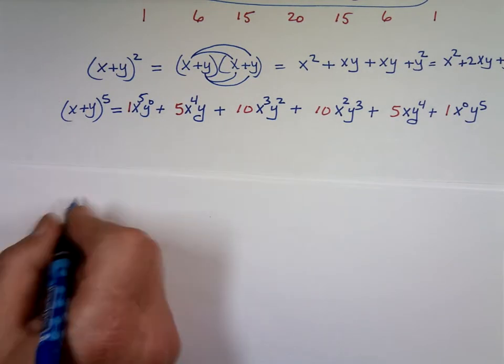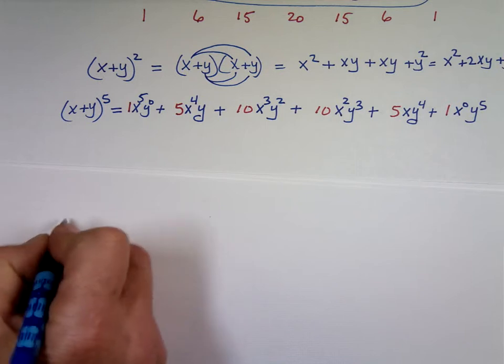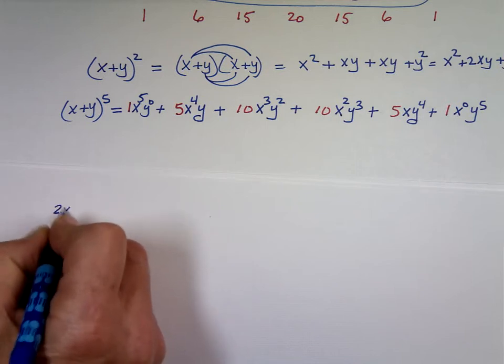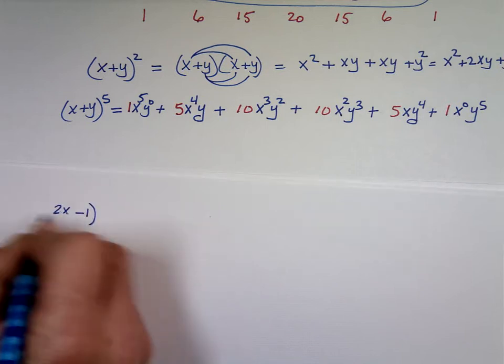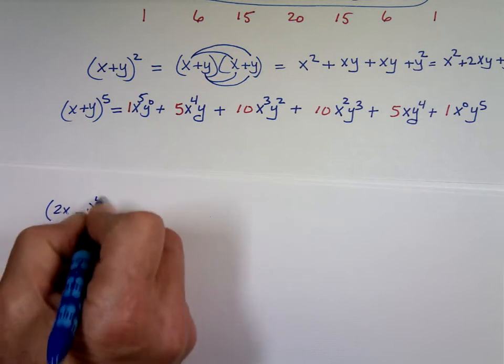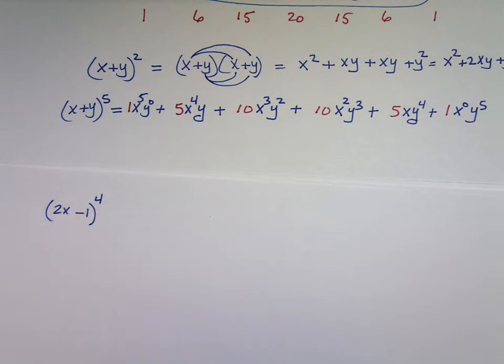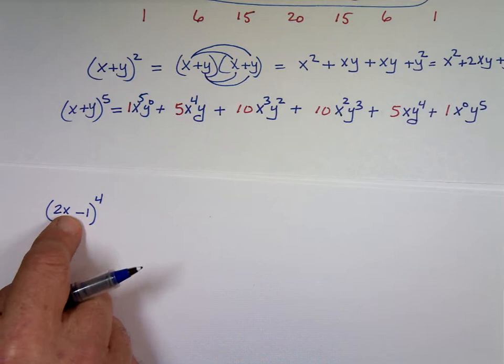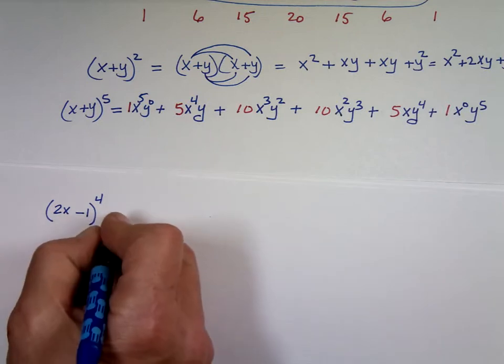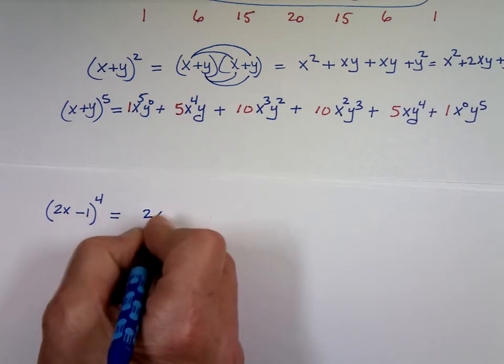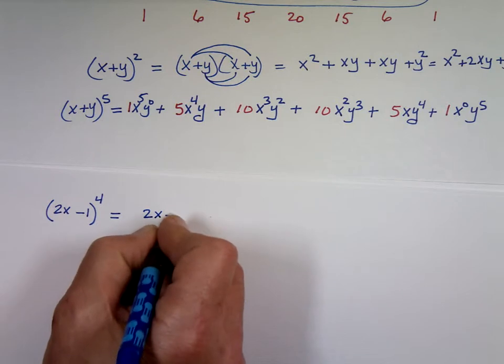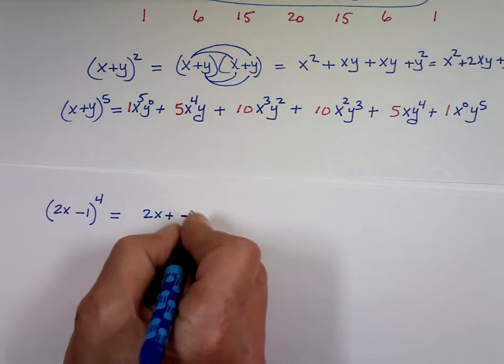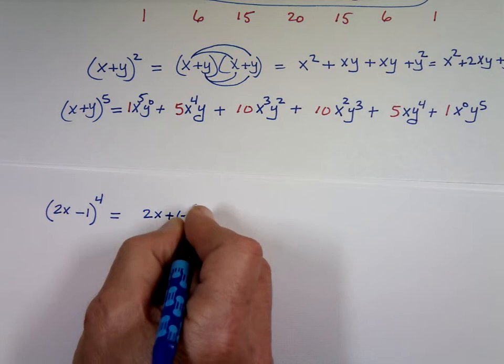Now, let's try another one. Let's say we have 2x minus 1 to the power of 4. Well, this method actually works when this sign is plus. So I'm going to play with this. I'm going to make it what? 2x plus a negative 1, to the power 4.